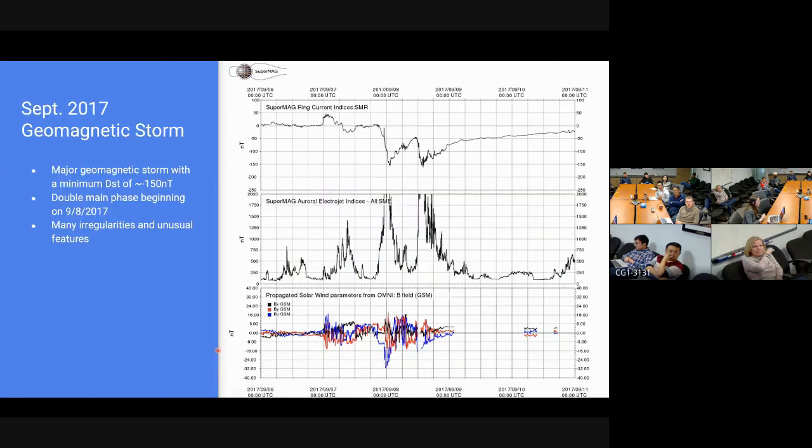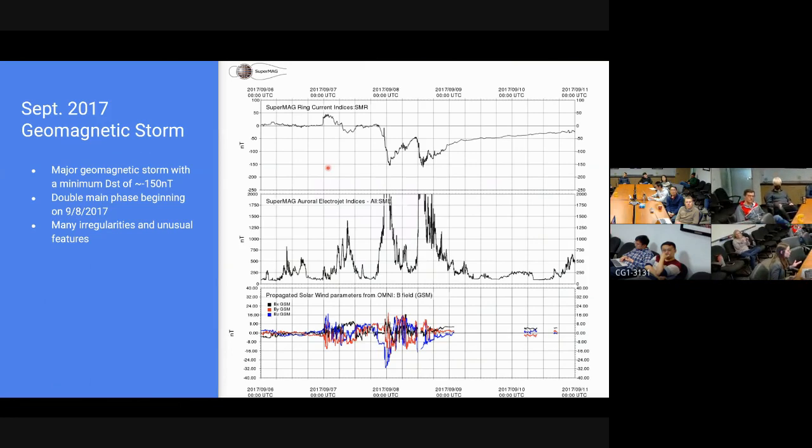The time period that I am going to focus on for today is the September 2017 geomagnetic storm. We chose this time period just since it's a major geomagnetic storm, and until a couple weeks ago, it was the most recent major geomagnetic storm. And it's a double main phase. It began on the 8th of September 2017, or the first main phase did. In this case, it's good for looking at plasma bubbles because many plasma bubbles and unusual features were observed. Just the sheer size of the disturbance makes it a good option.